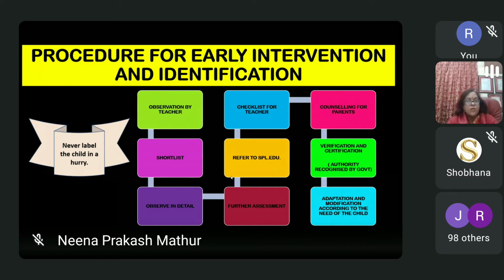I think all the schools today need to have special educators, and we are lucky to have a special educator in our school. The special educator has to be RCI registered, and they are the ones who are equipped to give out specific tests to the children who are brought to them.